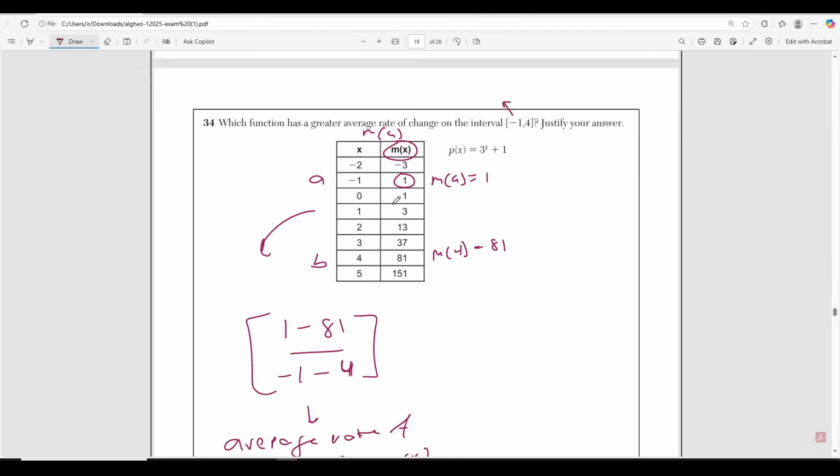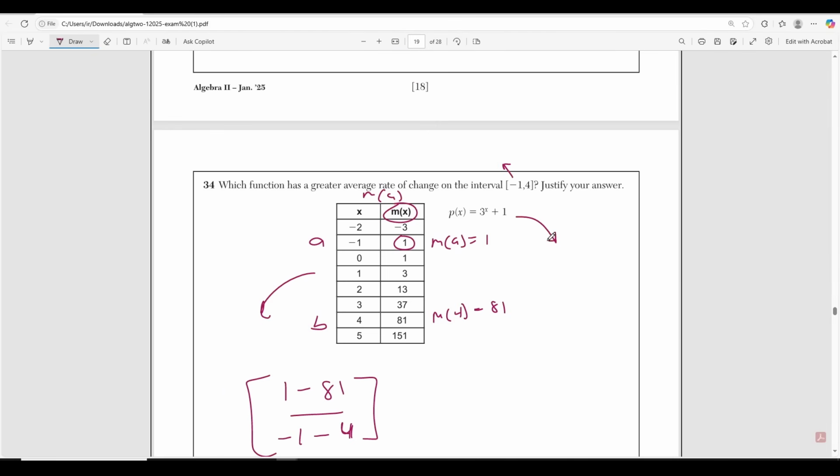Okay, now we have to do the same thing, but for p of x. So for p of x, it's the same interval. So we have to find p of -1 and p of 4, and then we have to do p of negative 1 minus p of 4, right? Plug in the y value at negative 1 and 4 divided by negative 1 minus 4, or the other way around, doesn't really matter.